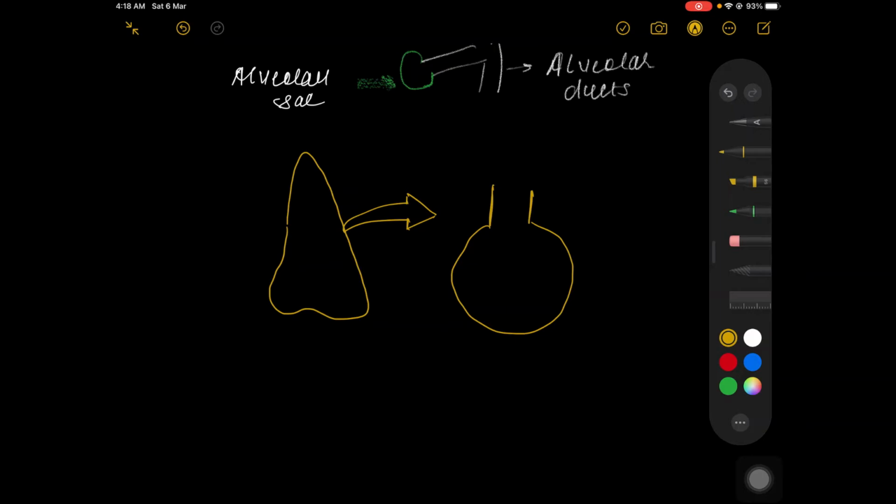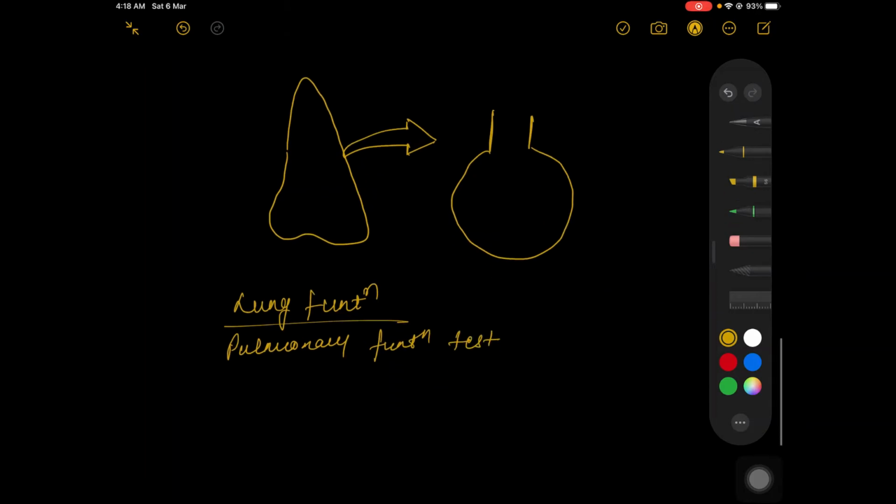Basically, if we talk about the lung function, for that we have the pulmonary function test. This pulmonary function test, or the PFT, basically involves two types of volumes and capacities. We have the static and we have the dynamic. In today's video we will talk about the static.